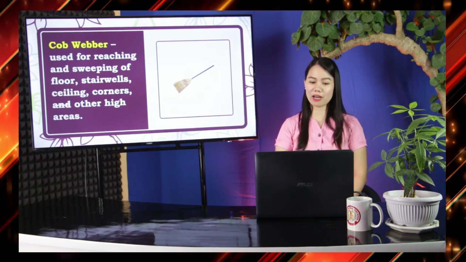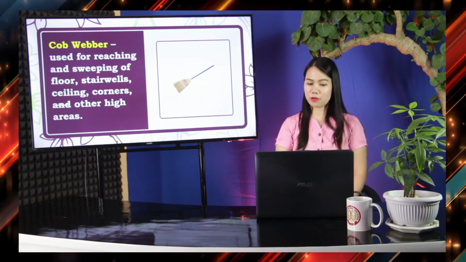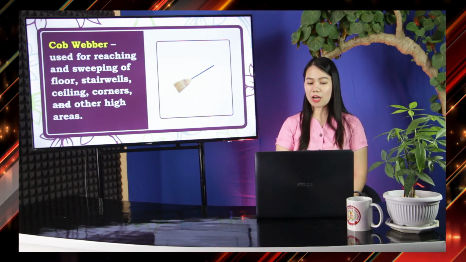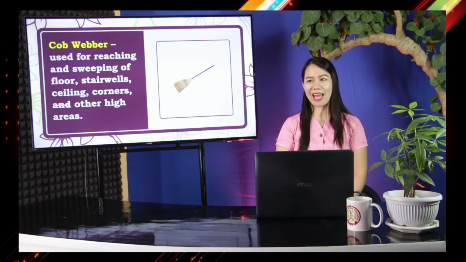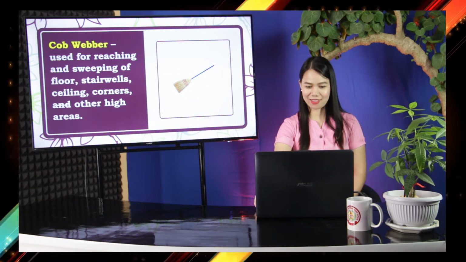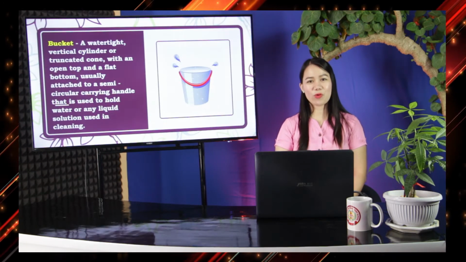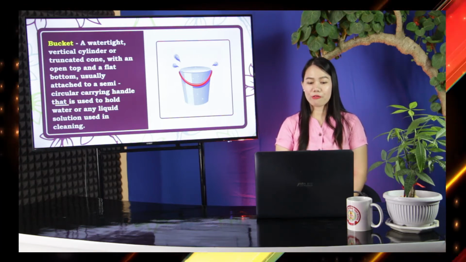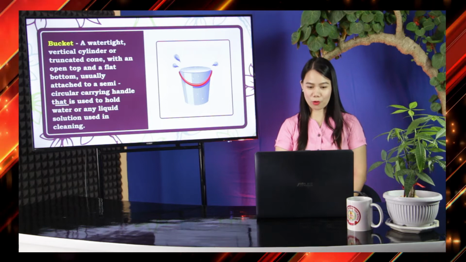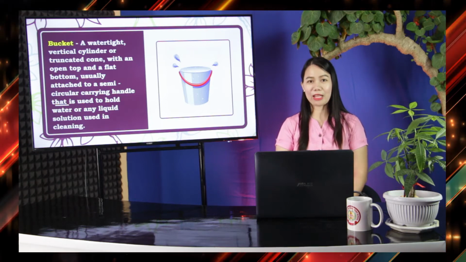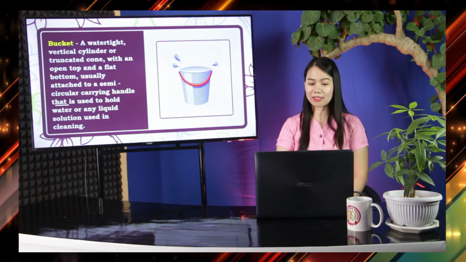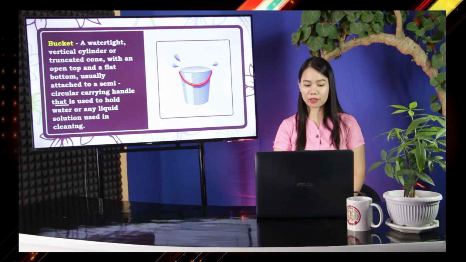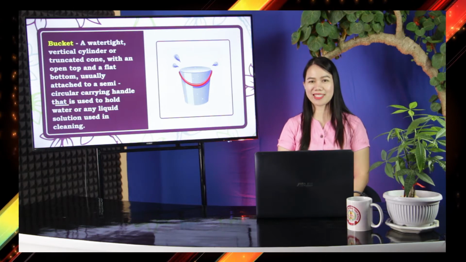Next is the cobwebber. It is used for reaching and sweeping a floor, stairwells, ceiling, corners, and other high areas. The next one is the bucket. It is a watertight, vertical cylinder or truncated cone with an open top and a flat bottom, usually attached to a semicircular carrying handle that is used to hold water or any liquid solution used in cleaning.